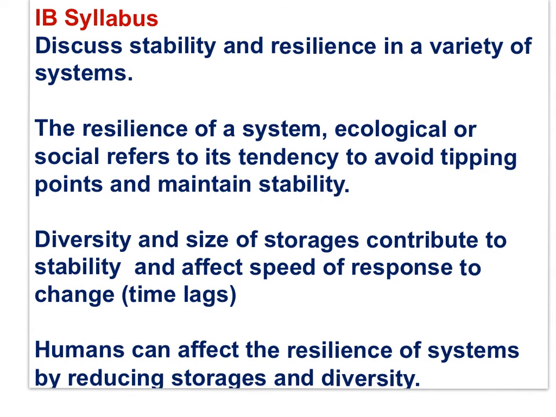So I'm working to discuss the stability and resilience in a variety of systems. The resilience of a system, ecological or social, refers to its tendency to avoid tipping points and maintain stability. Diversity and the size of storages contribute to stability and affect the speed of response to change. Humans can affect the resilience of systems by reducing those storages, think of deforestation, reducing diversity.